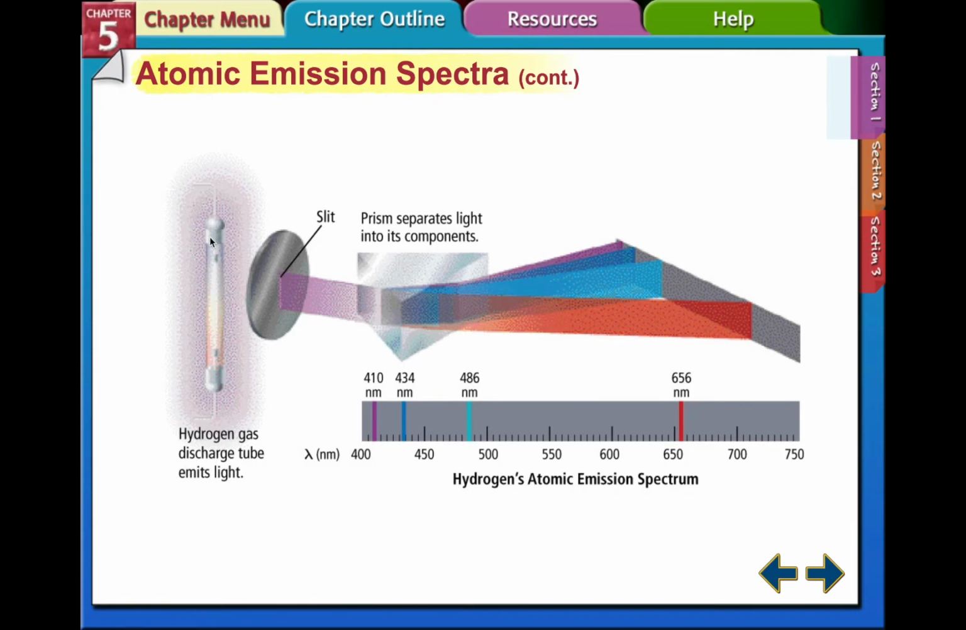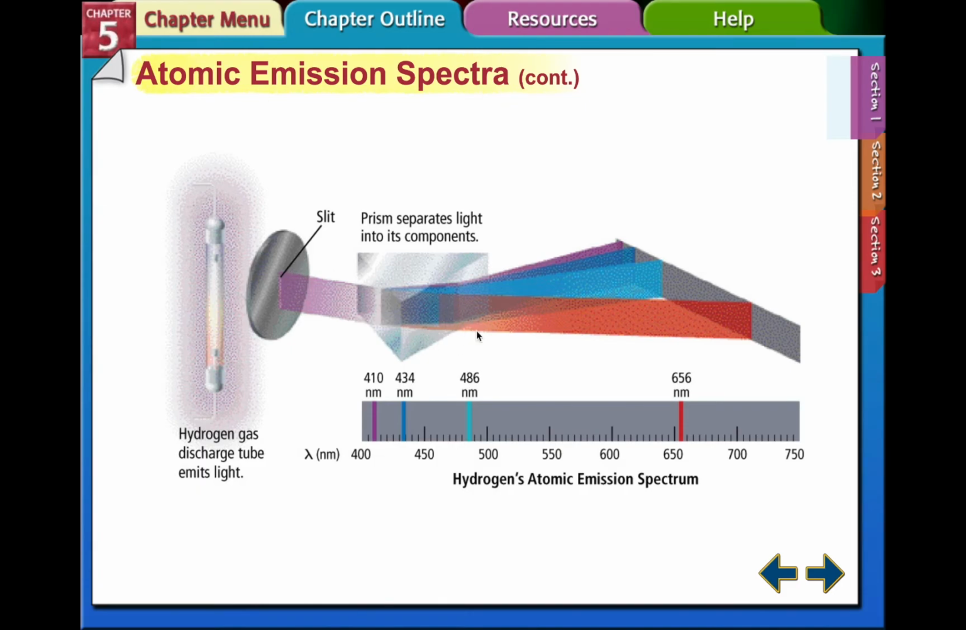So this bulb here has only hydrogen gas in it. If we turn it on and send electricity through it, it emits a certain type of light. If we take that light and send it through a prism, then it will break it up into its component wavelengths. We don't see a rainbow here because it's not sunlight. Sunlight has a continuous spectrum, but each element doesn't have that.